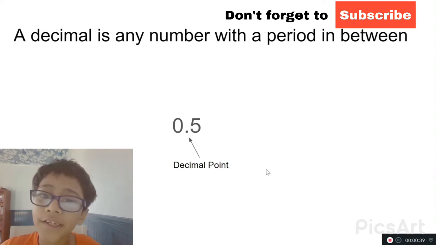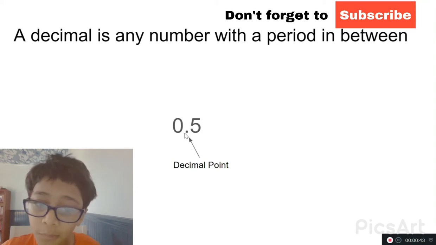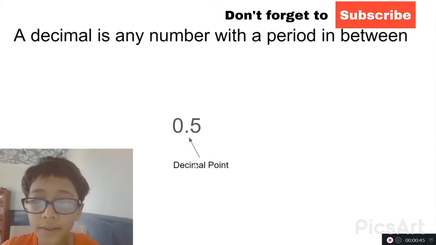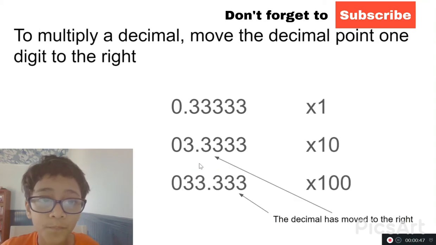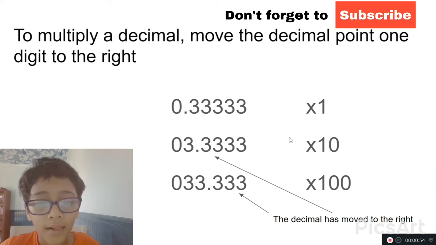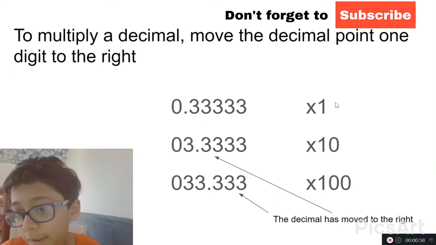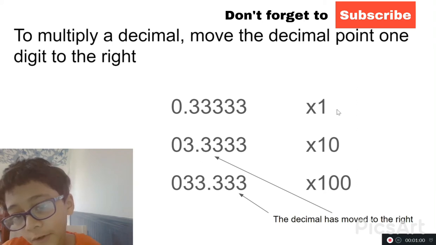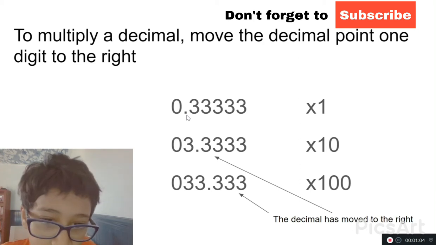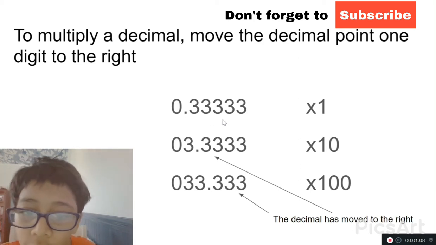A decimal is any number with a period in between. 0.5 has a decimal point, or this period, in between, so it is a decimal. To multiply a decimal by 1 followed by a number of zeros, you move the decimal point one digit to the right for each zero. Since there are no zeros after the 1, the decimal point is not moved at all.